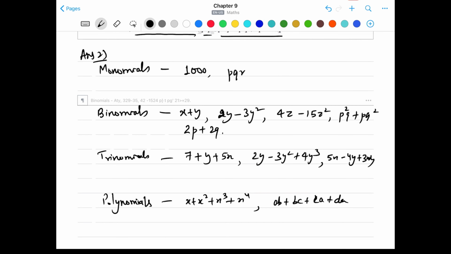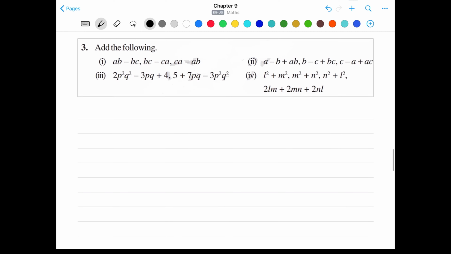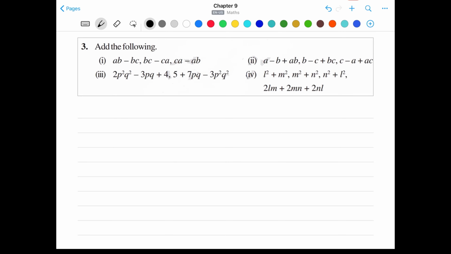Now let's move to question number 3. We have: add the following. We are given four different parts, and we have to add the given expressions. So let's start with the first one. Answer number 3, part 1. Here we are given three different expressions: AB minus BC, BC minus CA, and CA minus AB.